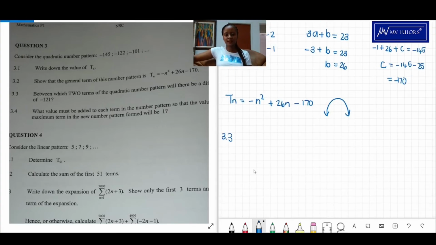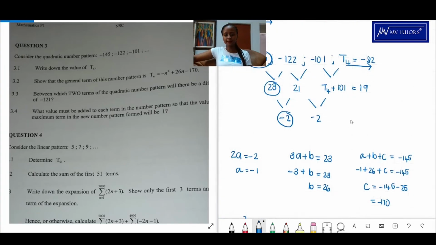So if we have a look at our pattern here, let me just use a different pen. I have term 1, my quadratic pattern for term 1, quadratic term 2, quadratic term 3, and quadratic term 4. And the second line actually gives you an arithmetic series. So this will be my arithmetic series for term 1, term 2, term 3.